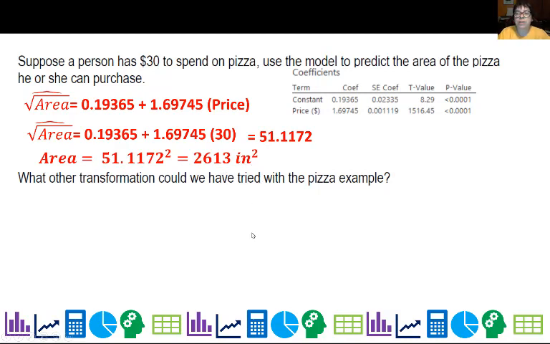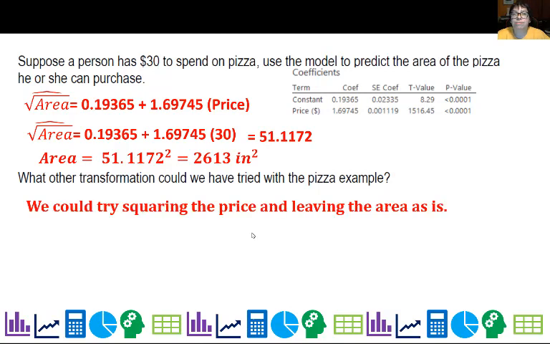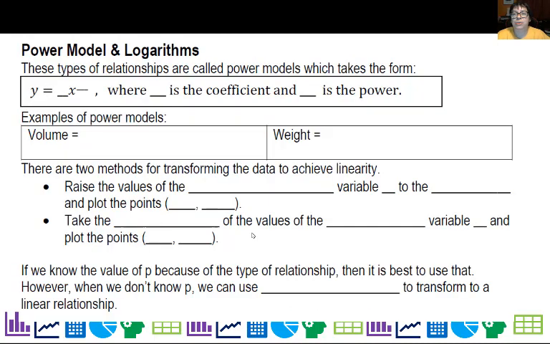By the way, what other transformations could we have tried with the pizza example? Instead of taking the square root of area, I could have tried squaring the price. So that's one other thing I could look at, but there's some other stuff I can show you too. These types of relationships are called power models, where you have y equals some coefficient times x to some power, where a is the coefficient and p is the power.